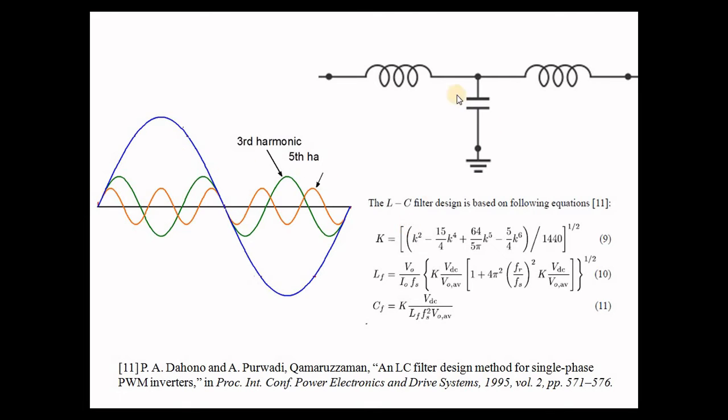So yeah, this is the LCL filter. This is for grid connected. I am ignoring the value of this, which will be very small compared to this inductor.